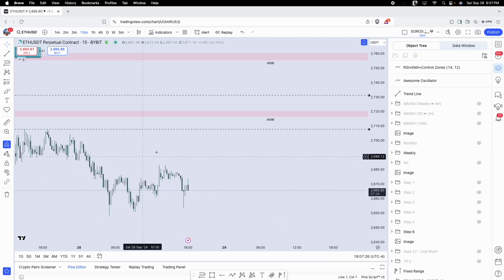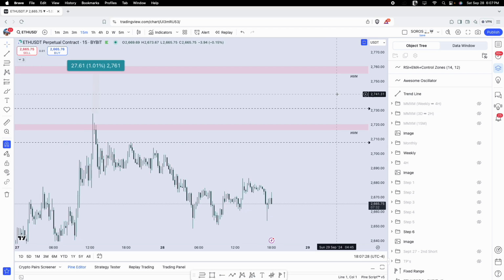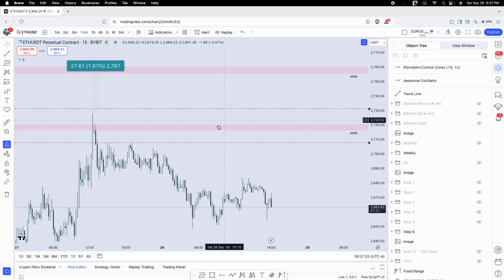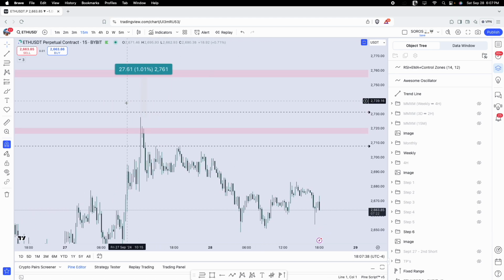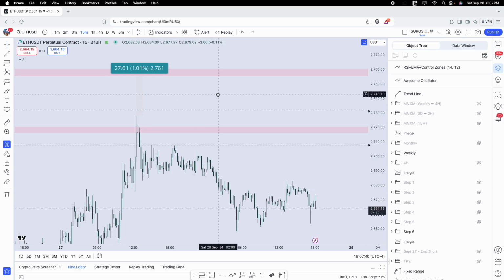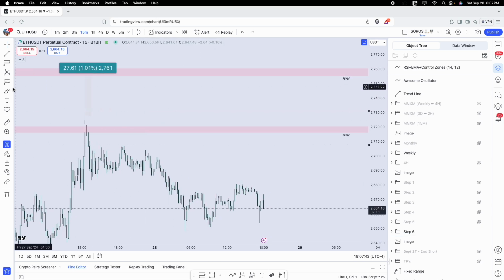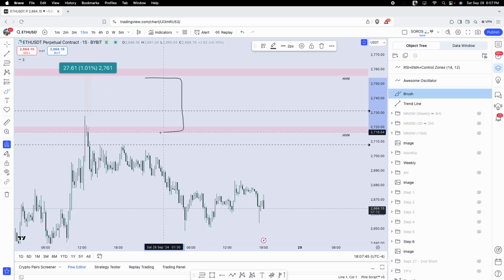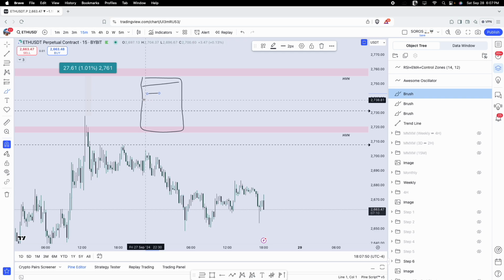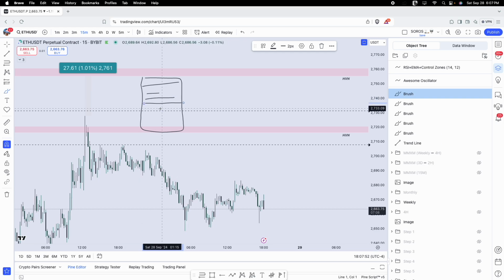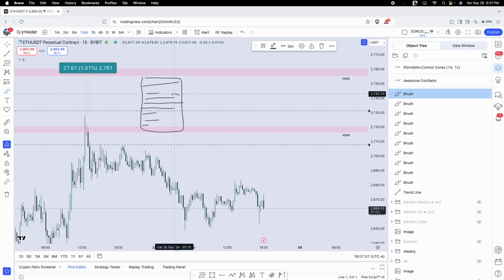So these red boxes, these are high volume nodes in a point of interest. So basically a point of interest is an area where an order block might have formed and it has high volume supporting the order block. So within the order block, let's say this is your order block. There'll be a certain volume distribution here, here, here, here. And this right here, this cluster of volume is your high volume node.